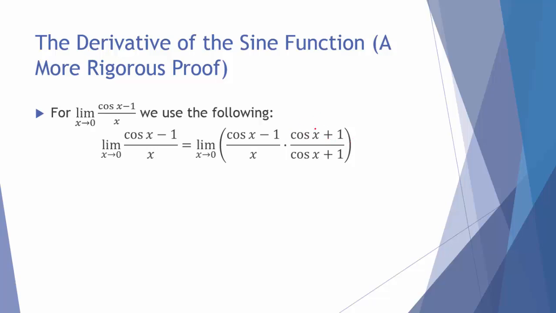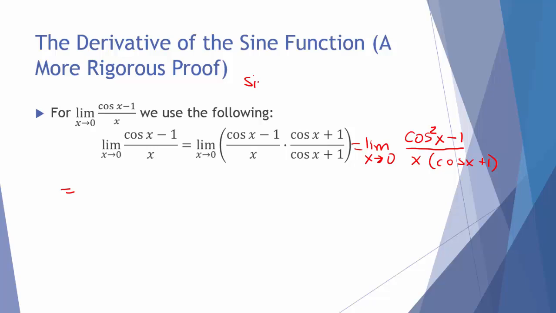Okay, it's a well-chosen one, so algebraically it's legal to do that. So when we do that, notice what we're going to get. We'll have the limit as x approaches 0. In the numerator, we do a FOIL, so we'll get cosine squared x, and then we'll have plus cosine x minus cosine x, so those cancel each other, and then we have minus 1 over x times the cosine of x plus 1.